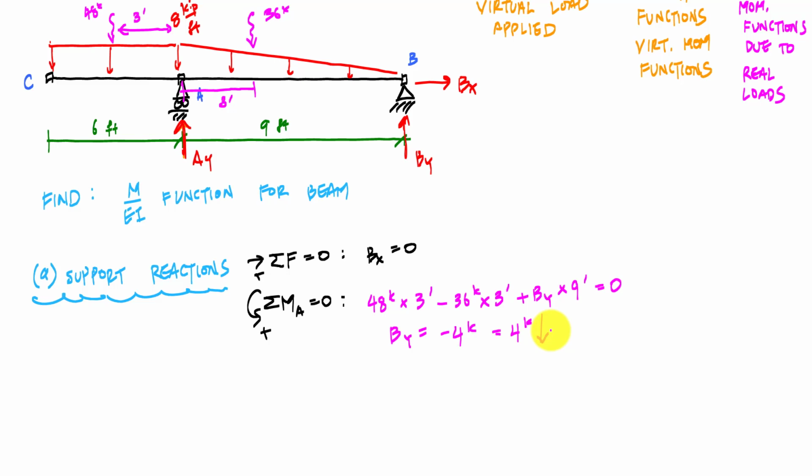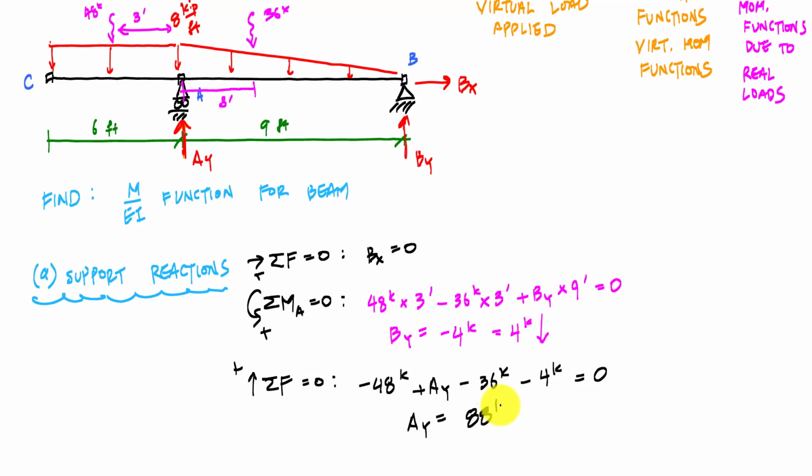And now, last but not least, I could just sum forces in the vertical direction. And this will be, let's see, I'll have negative 48 kips plus Ay minus 36 kips minus the 4 kips, which is pointing down, equals 0. And here Ay would be 88 kips pointing upwards like this.